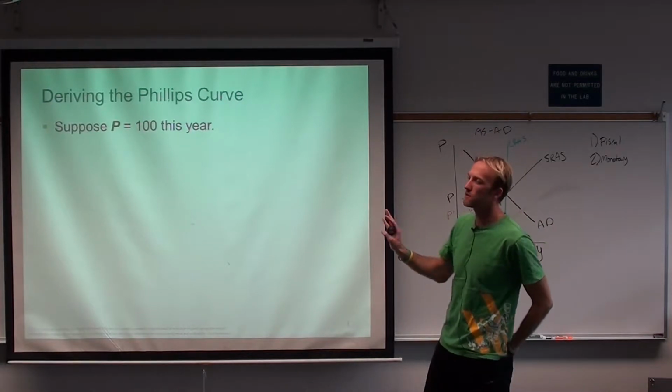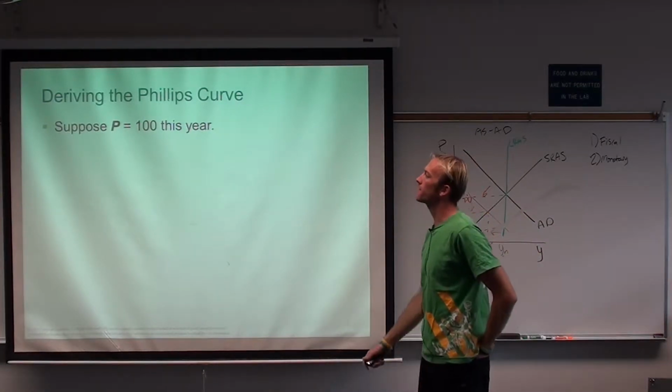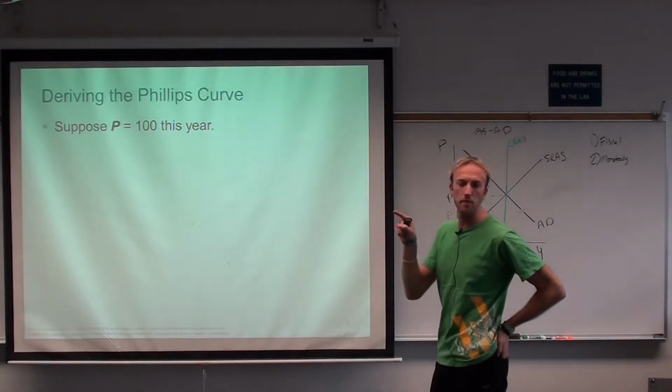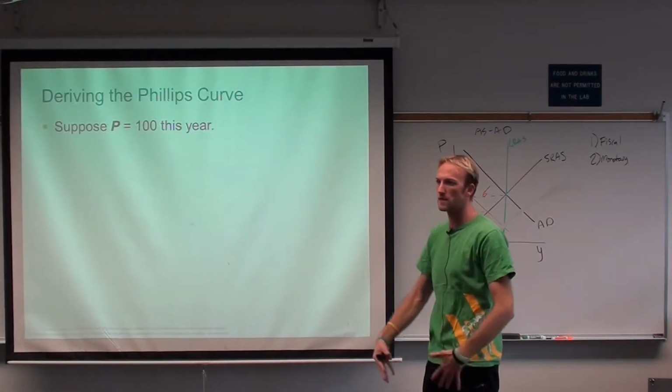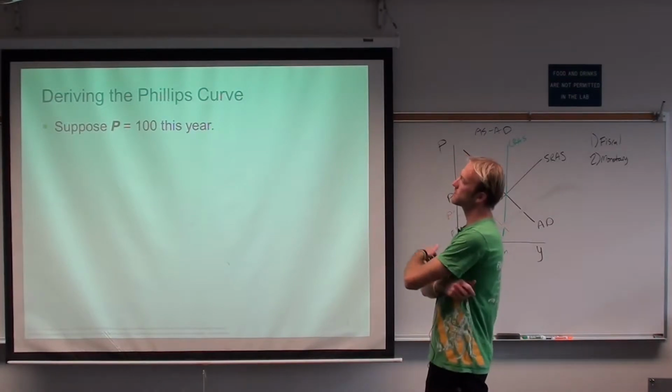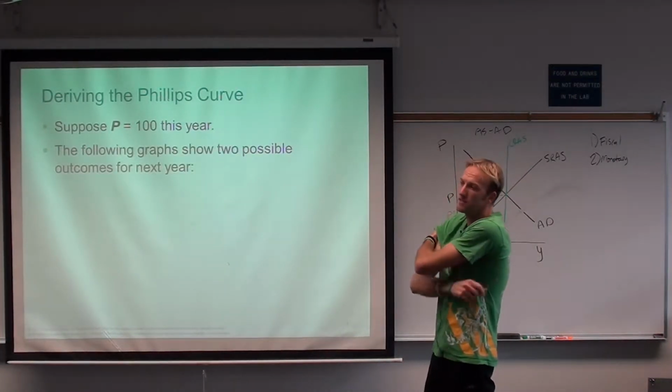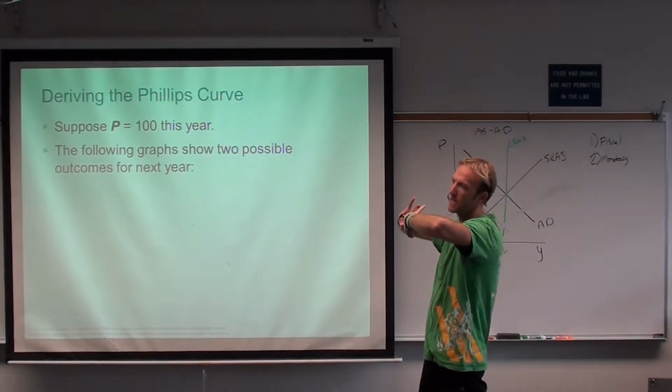I'm not going to teach you what it looks like until we figure out how it should look. Let's suppose that prices equal 100. The CPI is 100 this year. The price of the basket of goods is 100. Okay? This is just to suppose. Now, we know that there are two options next year in the ASAD model.